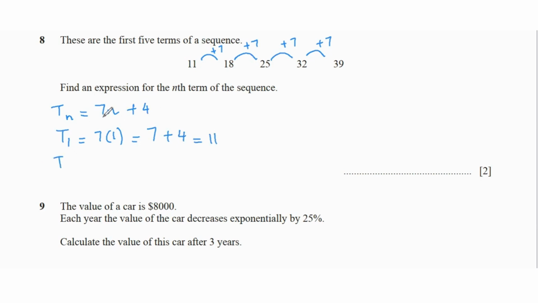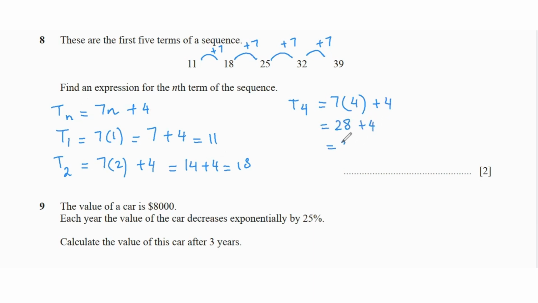Now let's use the 7n plus 4 formula to find the next term. So 7 times 2 plus 4, that's 14 plus 4, and that is 18, which matches with the sequence. If we try to find the fourth term, 7 times 4 plus 4, that's 28 plus 4, and that is 32. Which is again the same as the term in the sequence, which means the nth term is 7n plus 4. Always recheck with your numbers in the sequence, and if they're matching with the ones that you're getting, your nth term is probably correct.